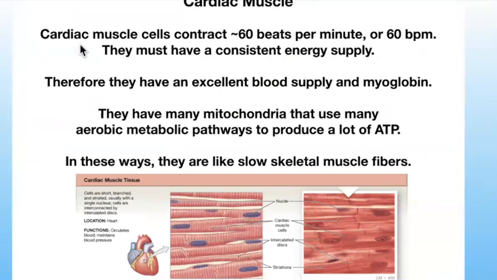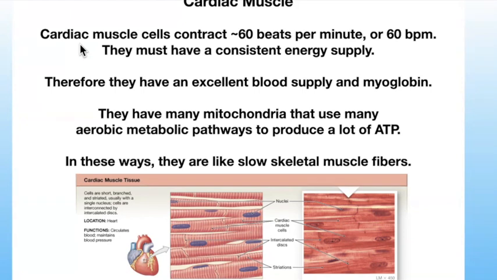Cardiac muscle cells contract around 60 times per minute, or 60 beats per minute. They must have a consistent energy supply because they never get the night off. They beat like this from the moment that we are in utero, with our heart first developing, all the way until the moment that we die. So, constant work. Therefore, they have an excellent blood supply and plentiful myoglobin.